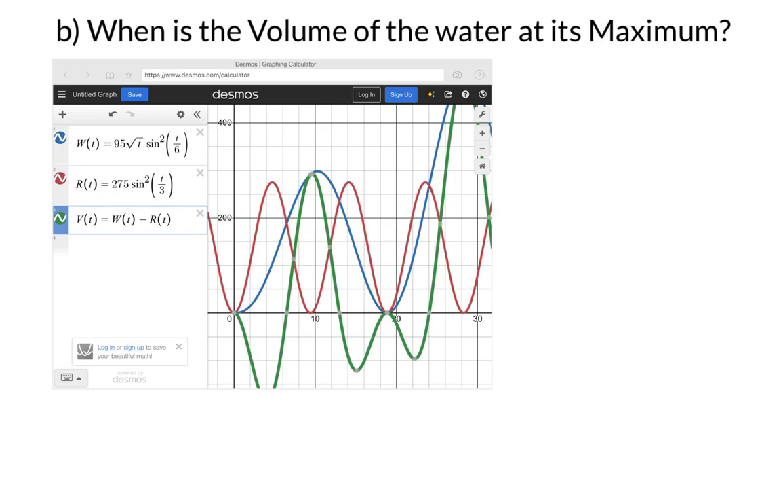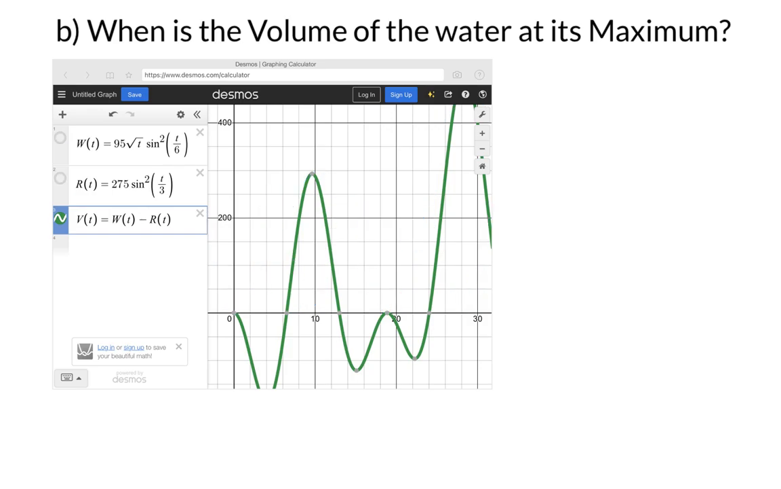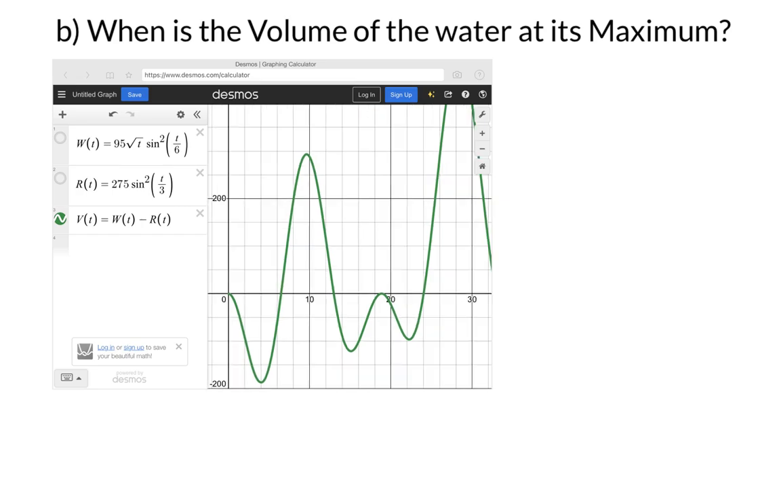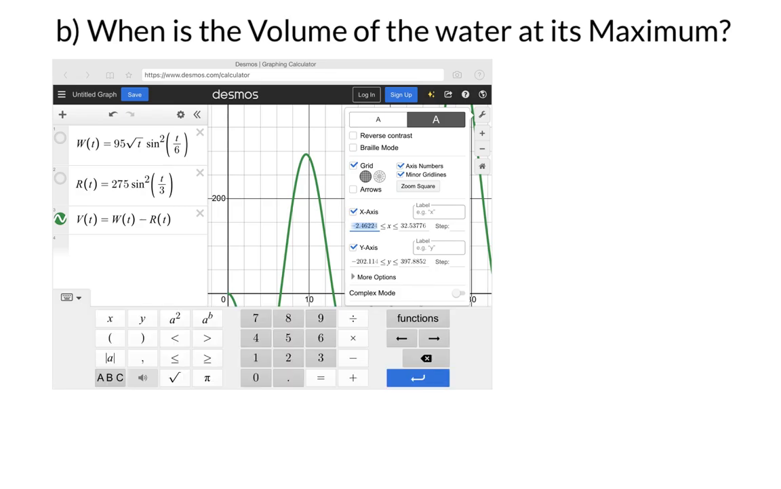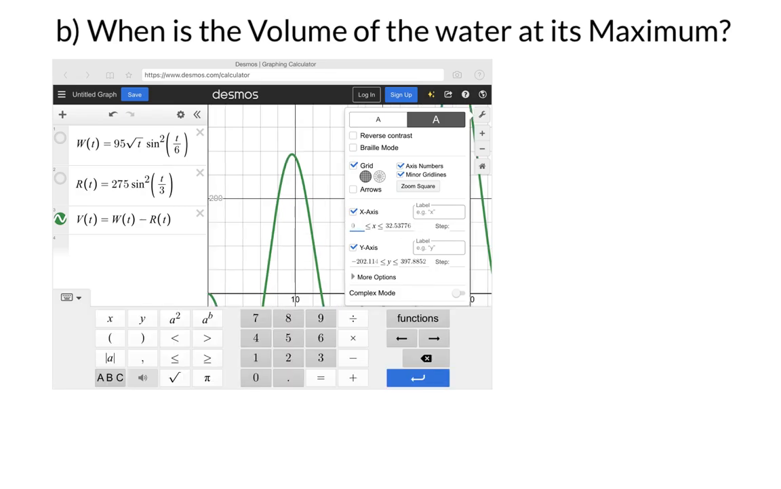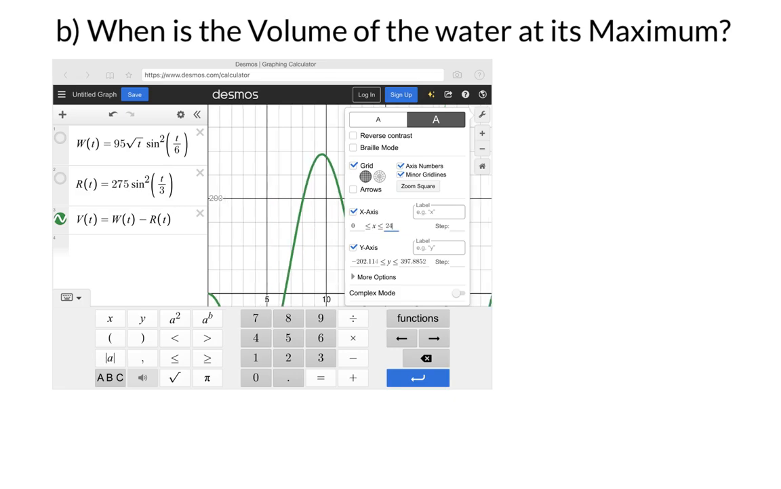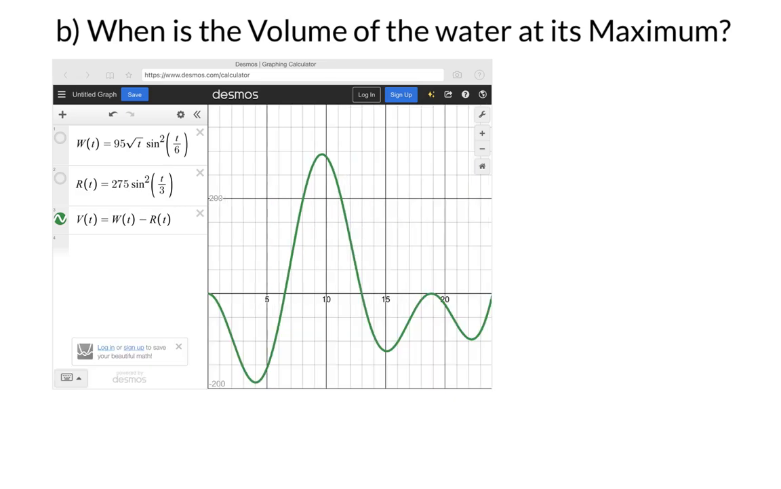Now the graph is pretty messy, so in order to clean it up, I'm going to turn off my w and my r functions so that the only function we're really looking at is this v prime of t function. I should reduce my window since this is only good from 0 to 24 hours. I'm going to let my window go from 0 up to 24 hours. And so here we have a really good picture of that rate of change in the volume in the tank.